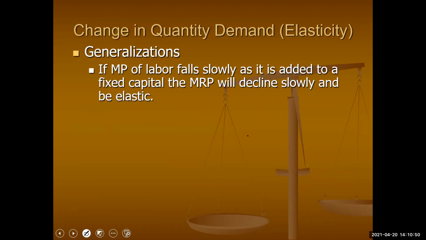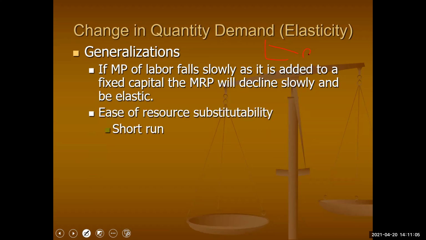Some generalizations. If the marginal product of labor falls slowly as it's added to a fixed amount of capital, the marginal revenue product will decline slowly and be elastic. So it's going to be kind of flat. The demand curve is going to be kind of flat. Okay.